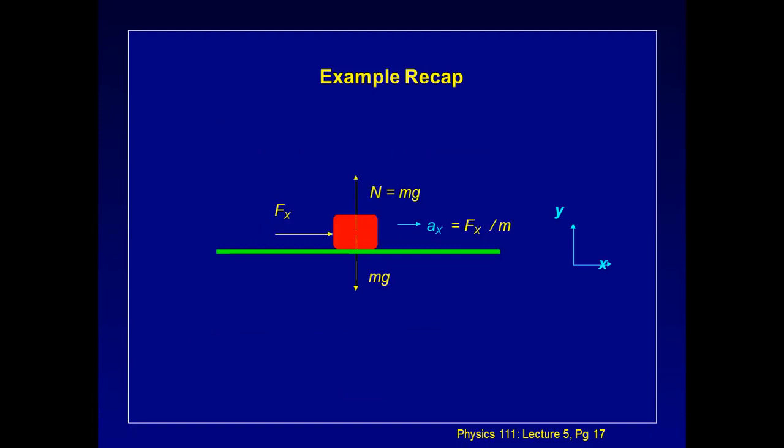So we have the recap. Your Fx pushes the box. And then we have your normal force, which is pointing upwards. N is equal to mass times gravity. And then we have the weight of the box pointing downwards as mass times gravity. Your ax is equal to Fx all over m.